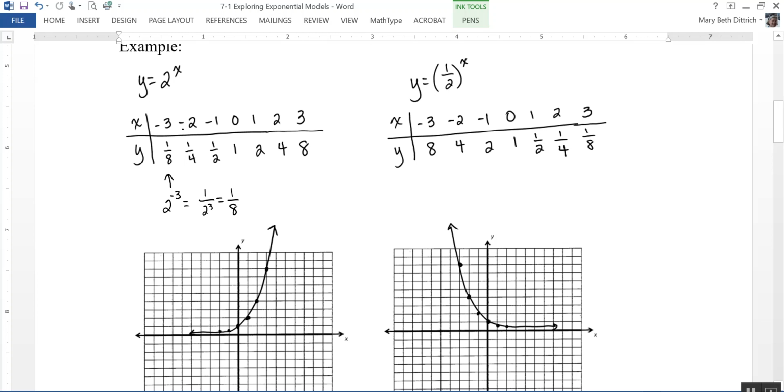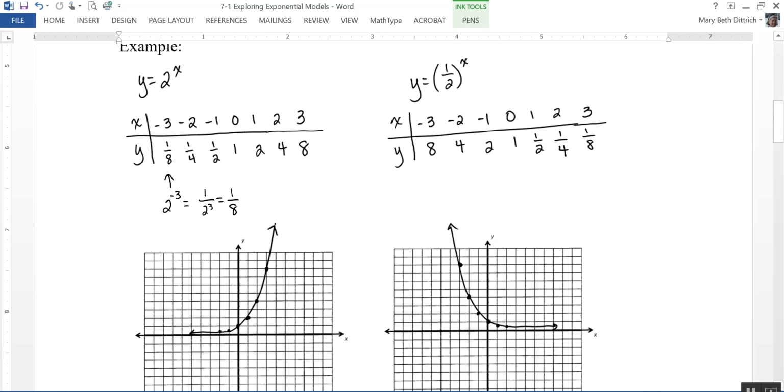This is a little bit of a different function because we're used to having x as our base and then we would raise it to a number power. Here we have a number as our base and we're raising it to a variable power. So it's going to give you a curve that looks like this.